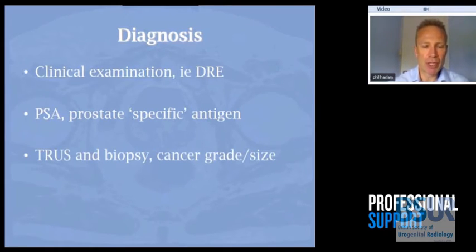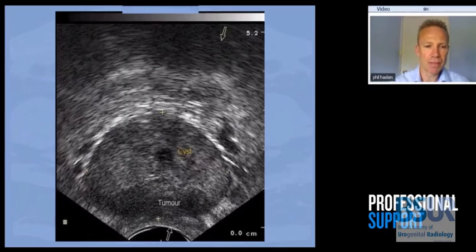Transrectal ultrasound and biopsy can give cancer grade and the approximate size of the tumour. And this is what's been done for an awful long time to try and diagnose prostate cancer. MRI traditionally has then been used to stage the cancer rather than to make the actual diagnosis.